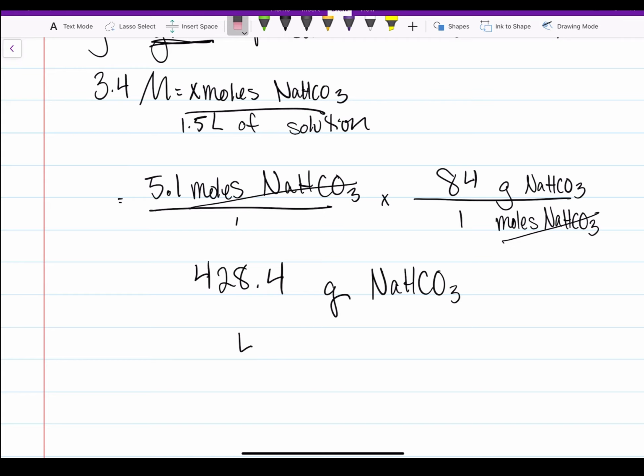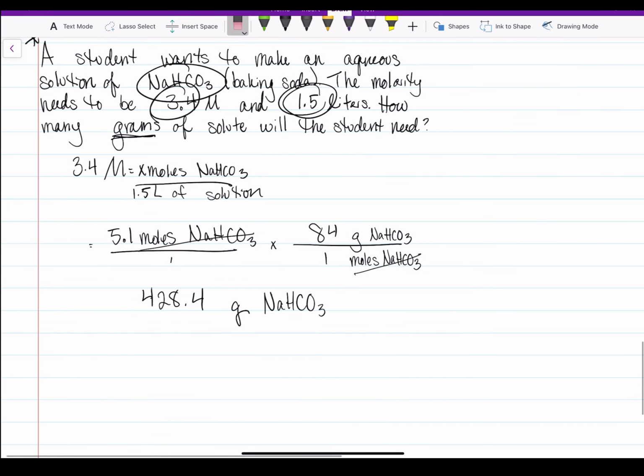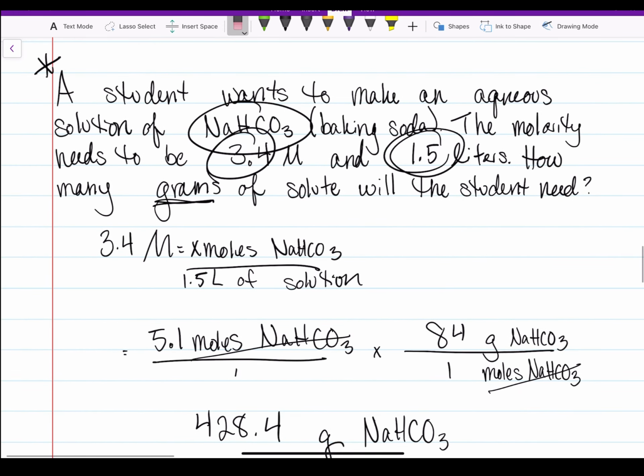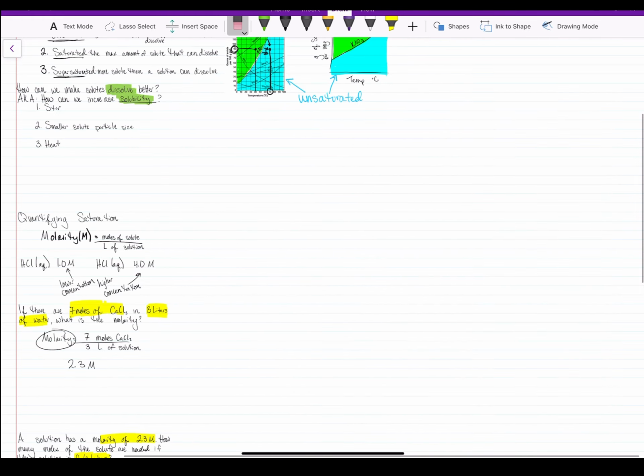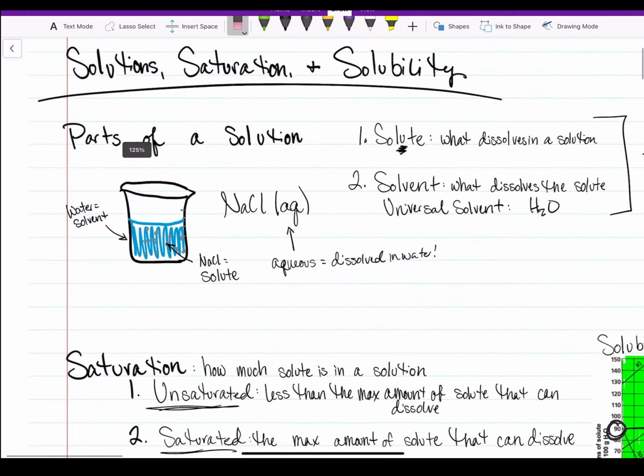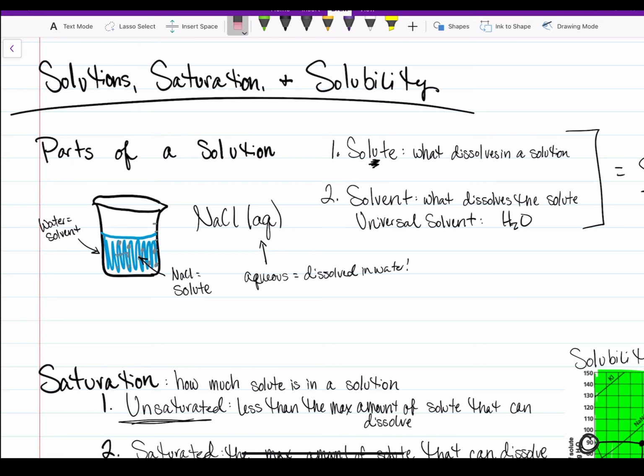All right, so that was our extension for honors, or if you just wanted a little extra challenge there. So sometimes we could also go to grams instead, because if you're making a solution in the lab, you're not gonna measure out moles on a balance, you're gonna measure out grams. So it's very practical to be able to go to grams. All right, that ends our video about solutions, saturation, and solubility.